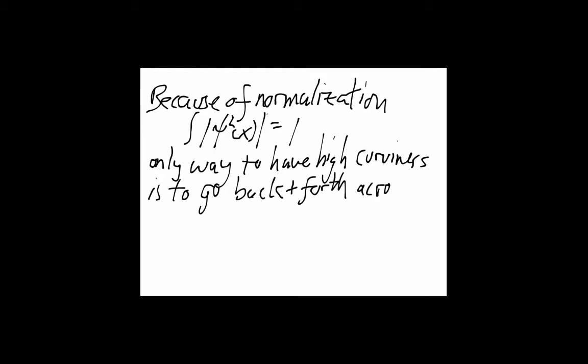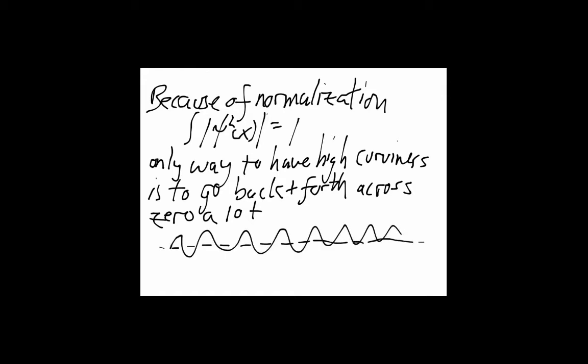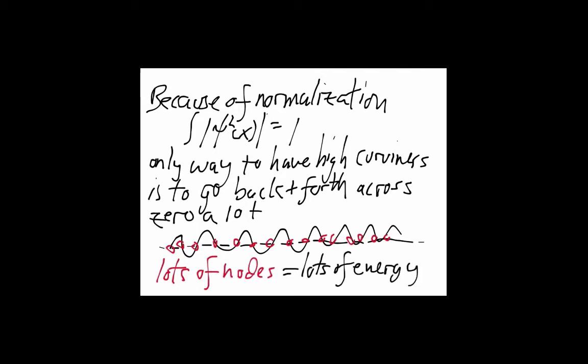It basically has to stay someplace close to 0, because when you integrate it all up, it's got to be 1. So a function with a very high curviness, if here's a baseline, is going to look like this. It's going to go up and down and up and down, and it's going to cross 0 again and again, as indicated by those red circles. So those 0 crossings mean the wave function has lots of nodes, and it's got lots of energy.